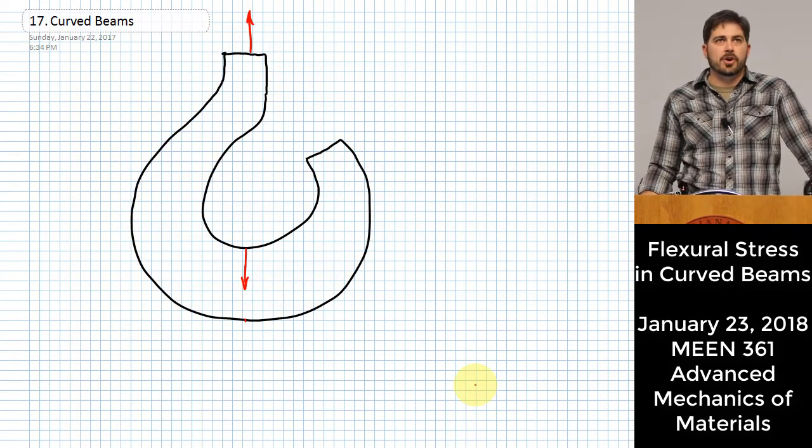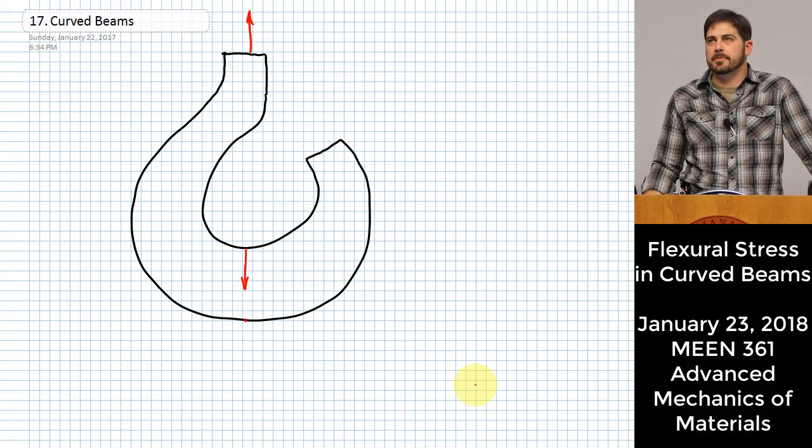Well, we're going to get going here on our curved beam topic. This is another topic that is a little bit isolated in the course. It's not necessarily strongly connected to anything else, so we're doing a few of those here before the second exam.